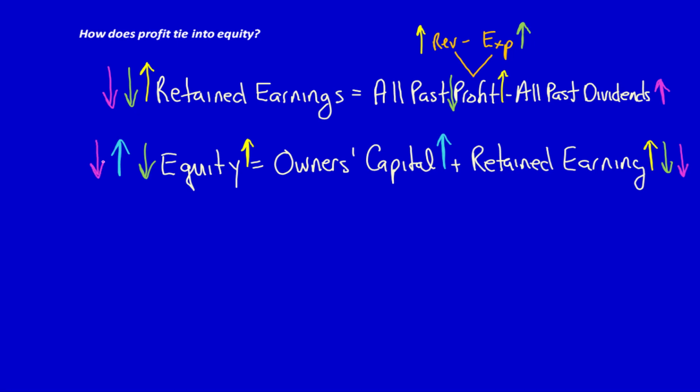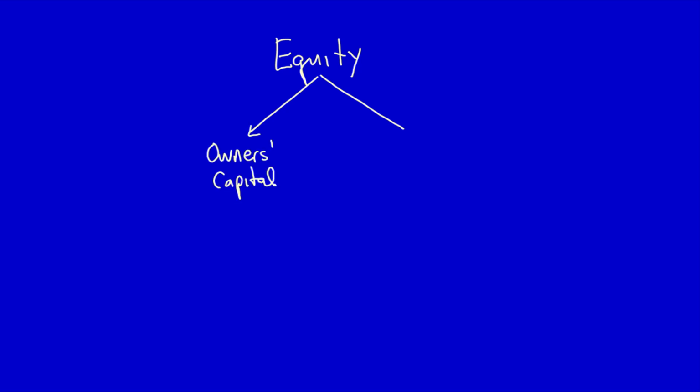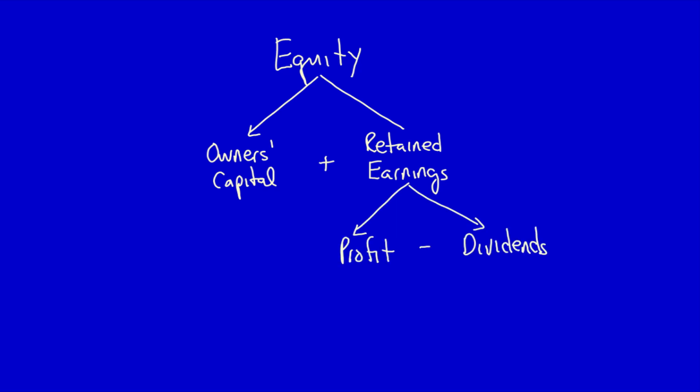The interrelationship of these elements can be shown through a flowchart. We'll start with equity. It's made up of owner's capital plus retained earnings, which is made up of profit minus dividends. And profit is made up of revenue minus expenses.